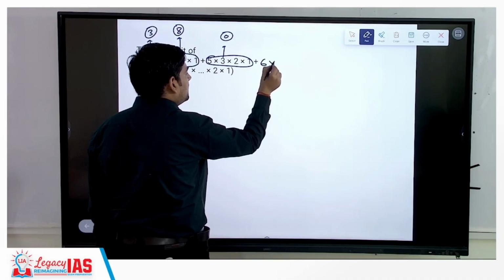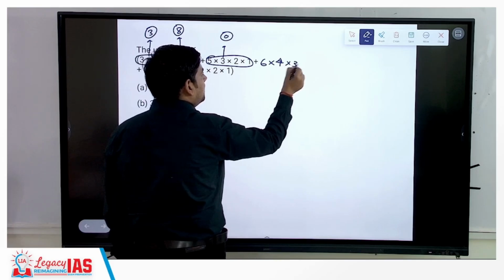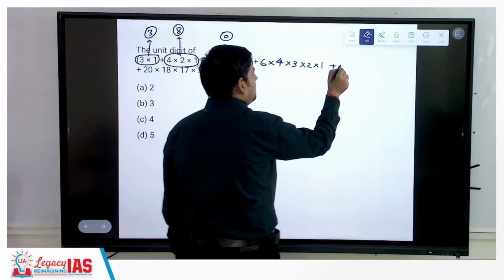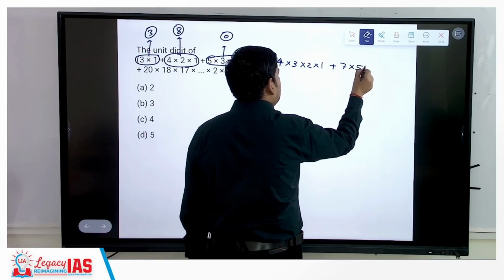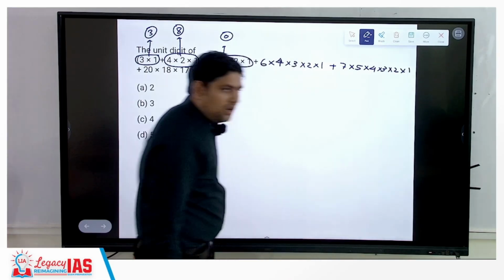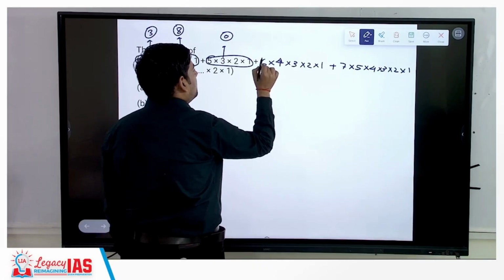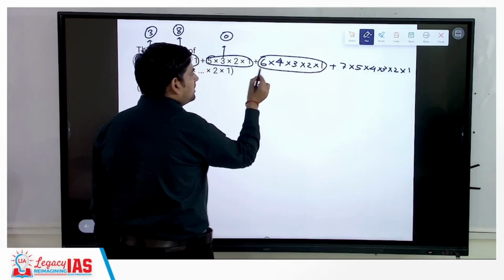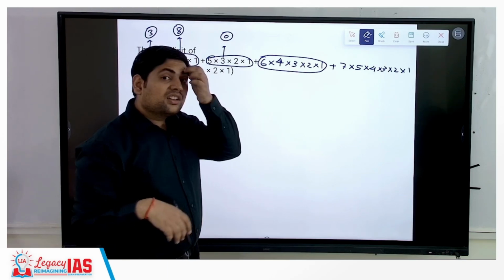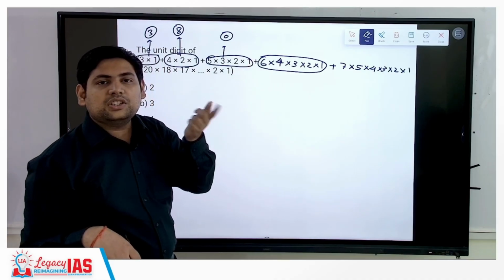Now, let's do another one. So it becomes 6 into, not 5, 4 into 3 into 2 into 1. Next one also, so it becomes 7 into 5 into 4, 3, 2, 1. Now observe it carefully. 6 into 4 into this. What is the unit digit here? So 3 twos are 6, 6 sixes are 36. Now 6 into 4 will give you, 6 into 4 is 24.